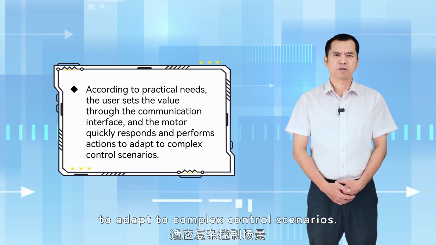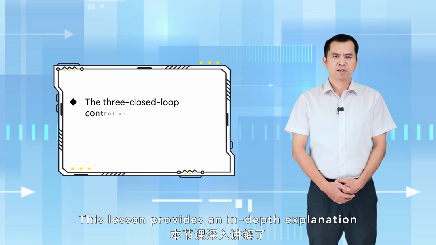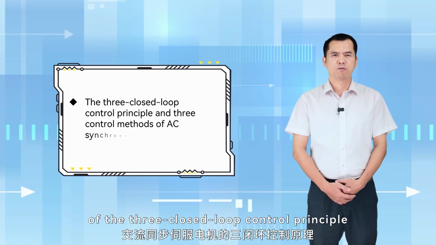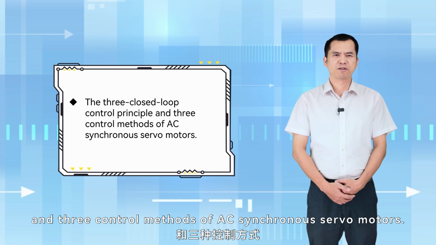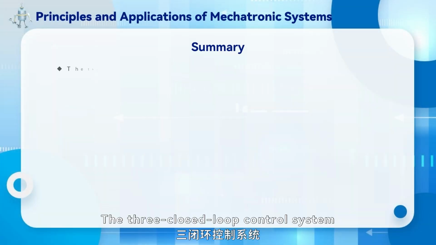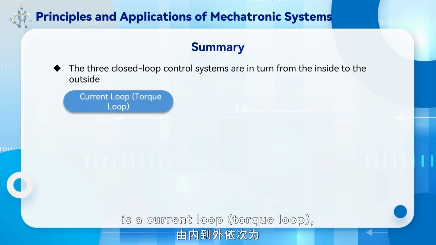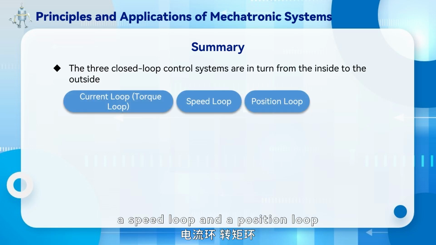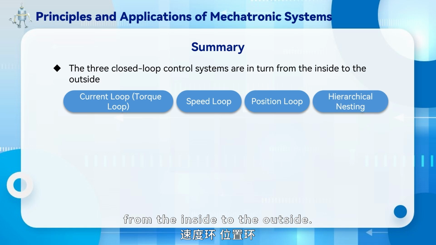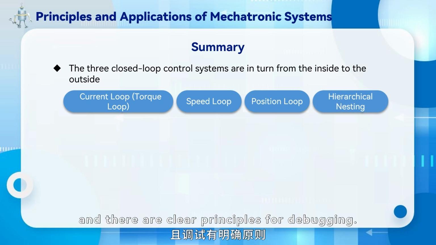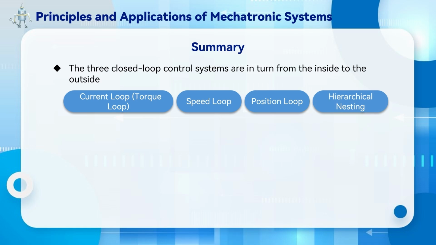complex control scenarios. This lesson provides an in-depth explanation of the three closed-loop control principle and three control methods of AC synchronous servo motors. The three closed-loop control system is a current loop, a speed loop, and a position loop from the inside to the outside. The levels are nested, and there are clear principles for debugging.